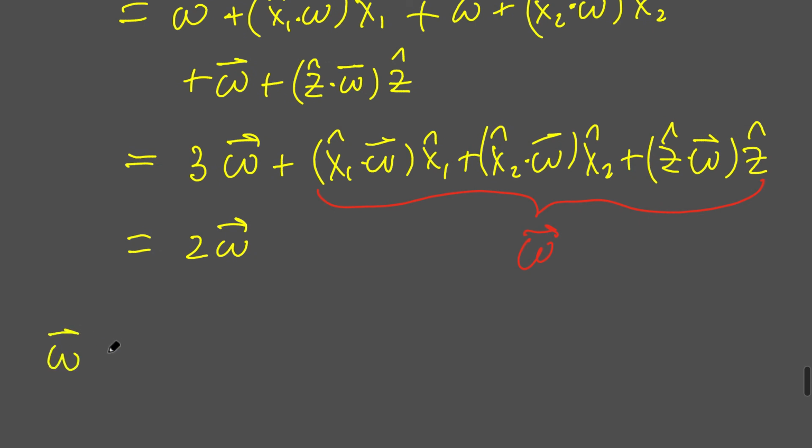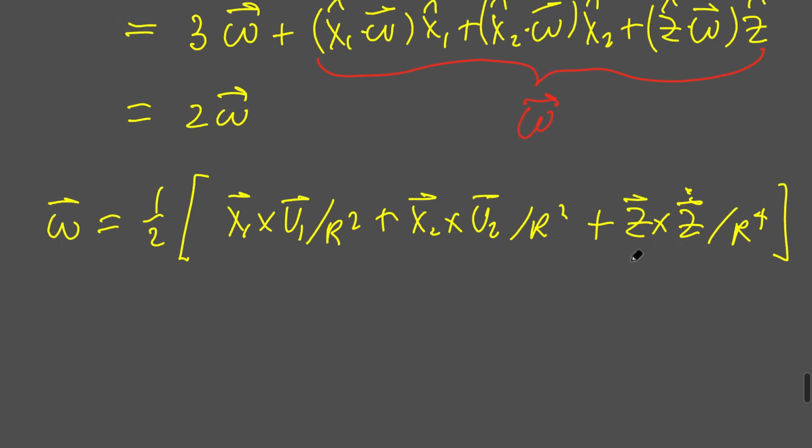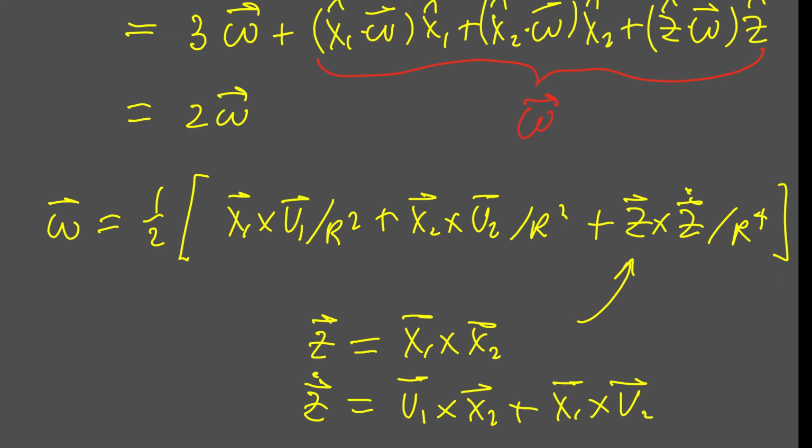We have omega equals 1/2 of x1 cross v1 over r squared plus x2 cross v2 over r squared plus z cross z dot over r to the 4th, where z is defined as x1 cross x2 and z dot is defined as v1 cross x2 plus x1 cross v2. So this is how the angular velocity is computed in the code.